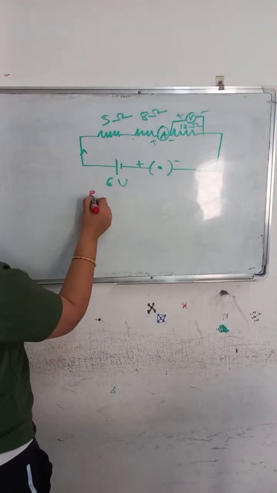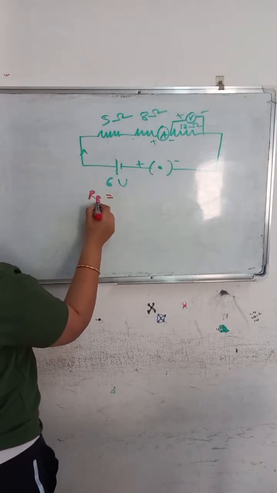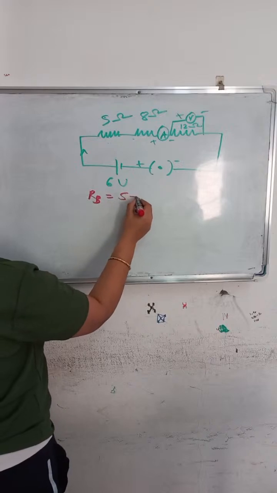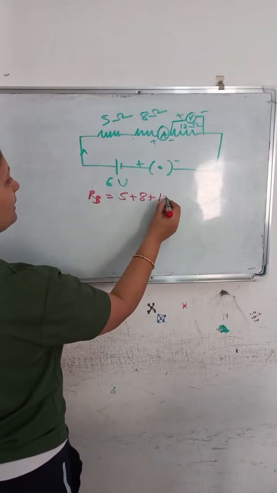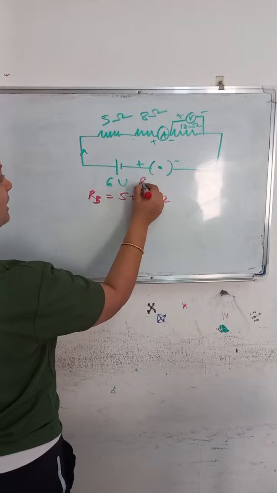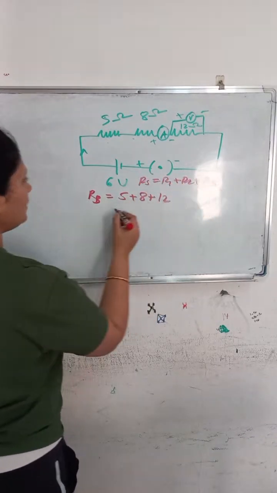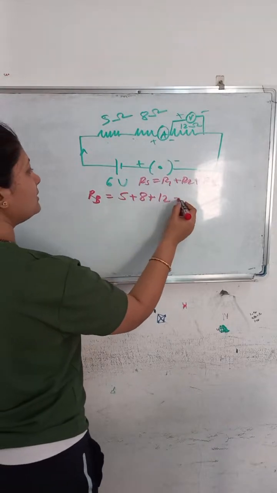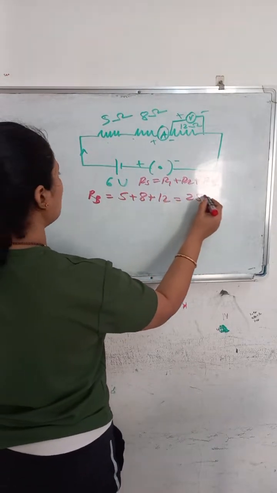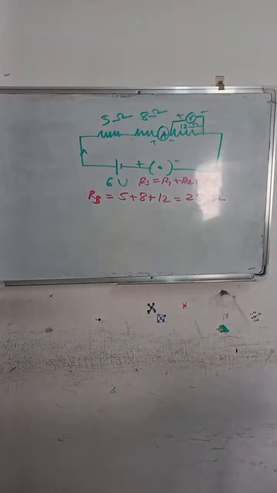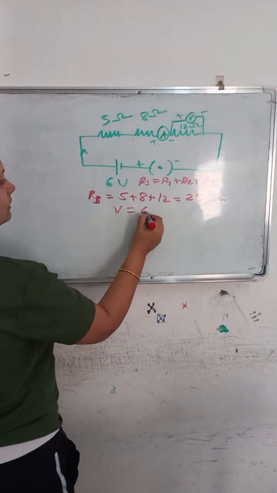And here we can write RS is nothing but 5 plus 8 plus 12. You have to write the formula first. RS is nothing but R1 plus R2 plus R3. So 12 plus 8 is 20, plus 5, 25 ohm. So this is the total effective resistance of this circuit. Okay, 25. Then you know that voltage V is equal to 6 volt.